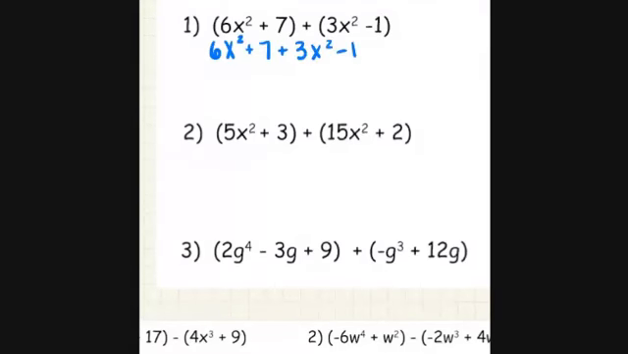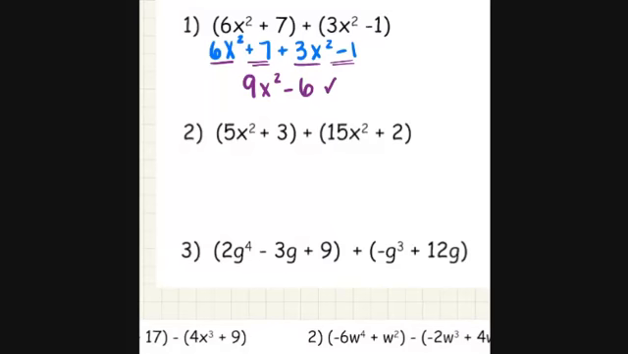So that we can look at this and go, all right, what like terms do we have? What can we combine? I have an x squared and an x squared. So 6 and positive 3 make 9x squared. And 7 and negative 1 make 6. I have to make sure, once everything is in its like terms, is it in standard form? Is it in decreasing variables all the way across? Yes, it is. So that is good. We can't go any farther.